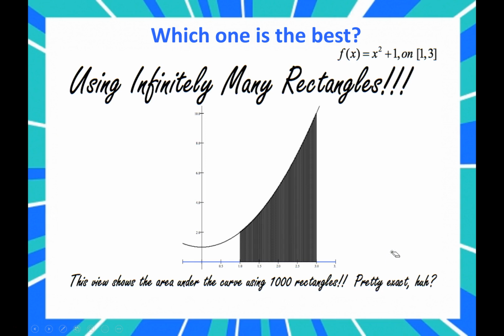What is the best way to estimate the area under the curve? Well, using literally an infinite number of rectangles. Okay, so here we have 1,000 rectangles, which seems pretty exact, but it's not exactly. So we will soon talk about how we can do an infinite number of rectangles.